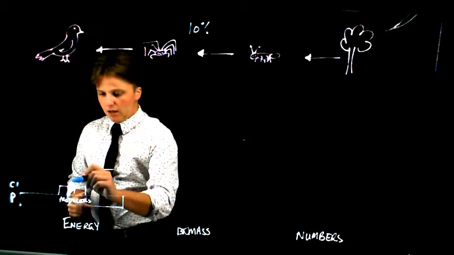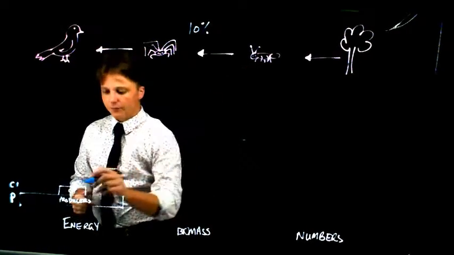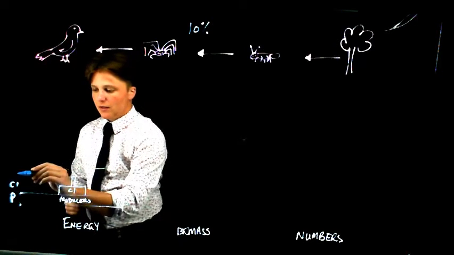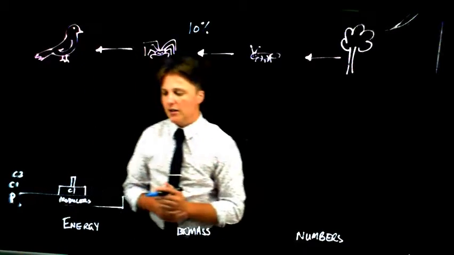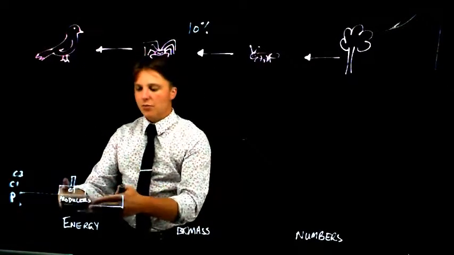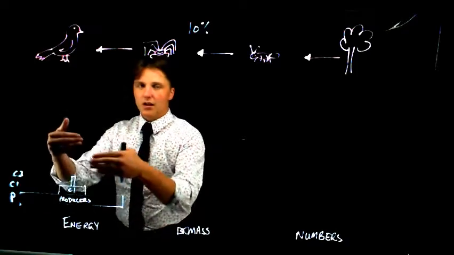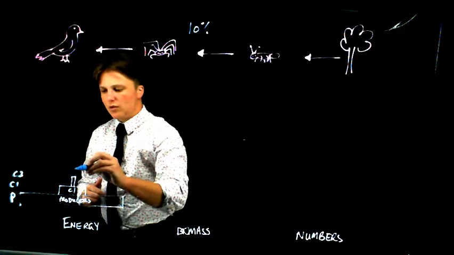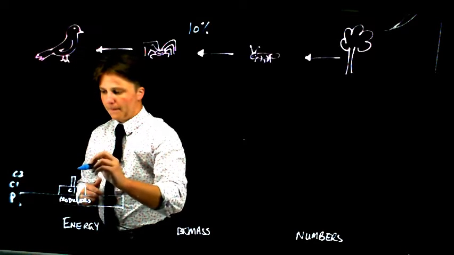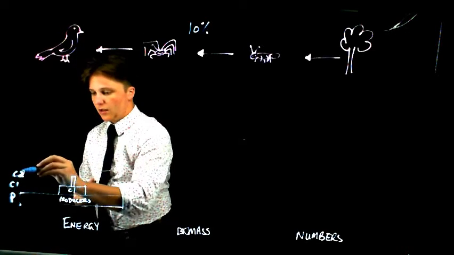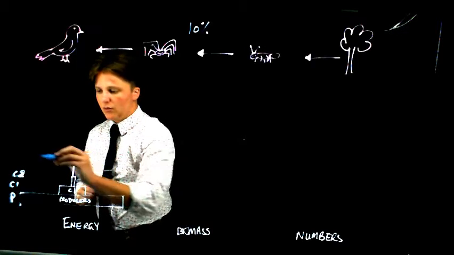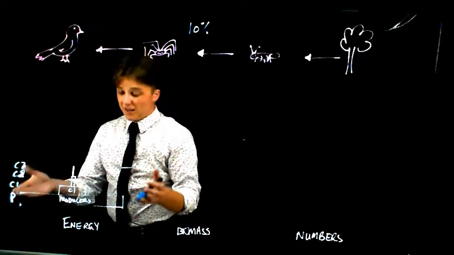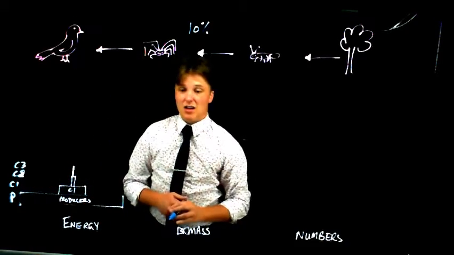So here I'm going to put up my ants, and then again I'm going to try and make this quite small. This is going to be my C2, which is my spiders, because I can only transfer 10% of my energy from my producers to my first order consumers, to my second order consumers, and then to my third order consumers, which are going to be my birds. I've written that wrong, that should be 2. My third order consumers here is going to be C3. So try and make sure that they're lining up there. That's pretty much how you do an energy pyramid.